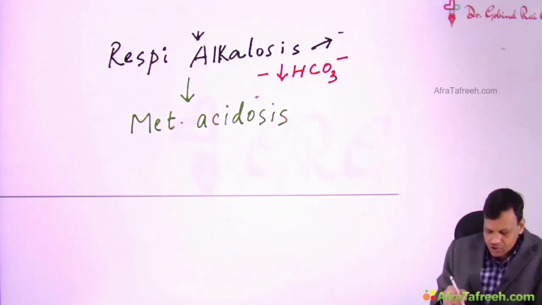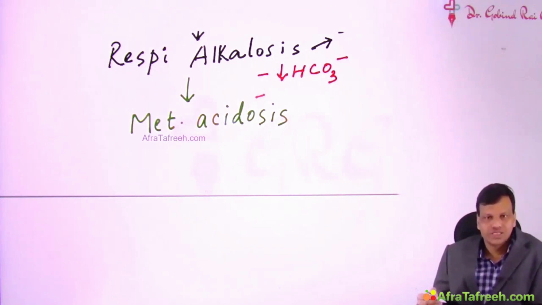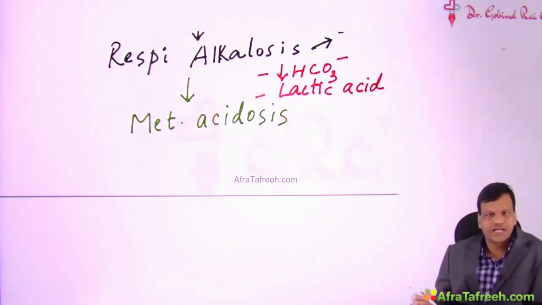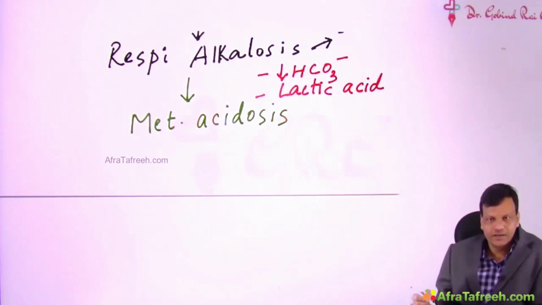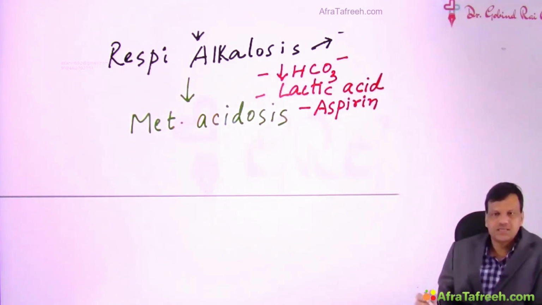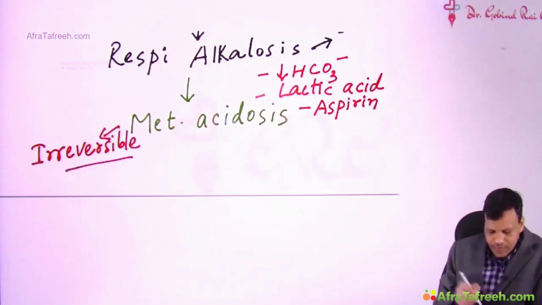Second thing, because of hyperventilation, the person has to take breaths strongly. That means the muscles will tire, and when the muscles tire, there is accumulation of lactic acid. So one acid is accumulating, bicarbonate is getting removed, and plus we are continuing to give aspirin, which is also an acid, acetyl salicylic acid. Due to all these reasons, metabolic acidosis occurs, and metabolic acidosis is irreversible. It will not automatically resolve, and this is very dangerous.